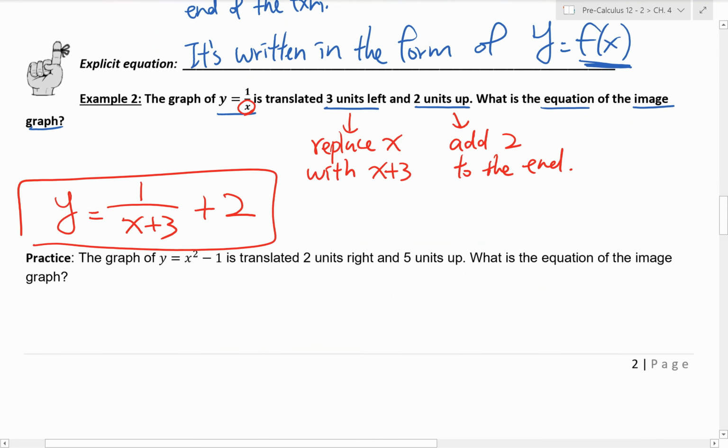All right, hopefully that was okay for you. Here is the practice question for you to try. Good luck. Okay, so here we go, 2 units right. This means replace x with x minus 2. This means plus 5 at the end.